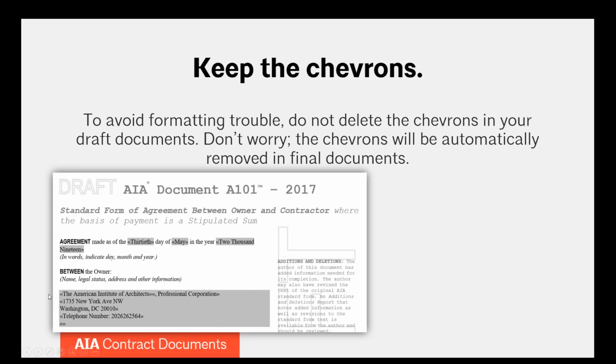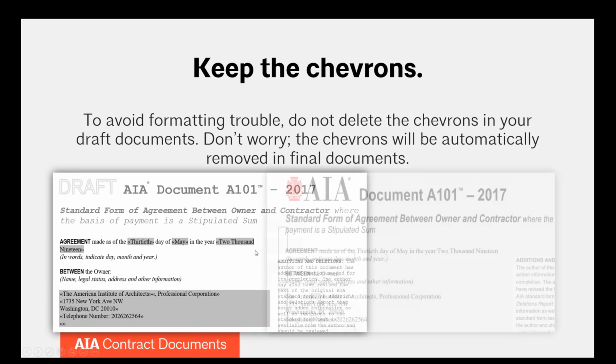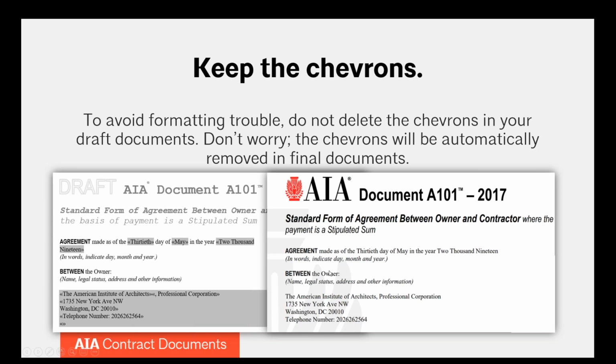If you're familiar with the online service or you've finalized a document before, you probably know that what this looks like as a draft is going to end up looking like this in a final. It's going to automatically take away those chevrons. The software is going to do that for you. It's going to take away those gray boxes. It will look nice and pretty. Just leave those in draft form.